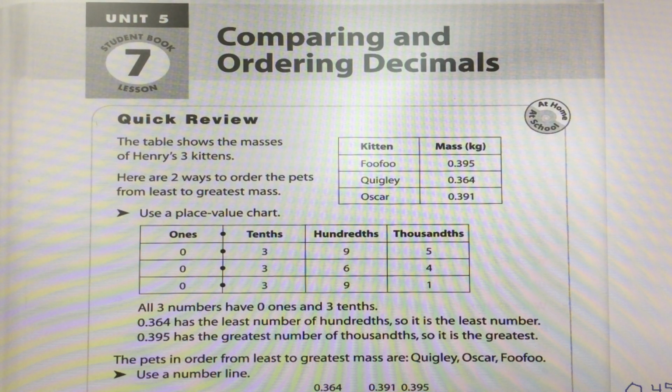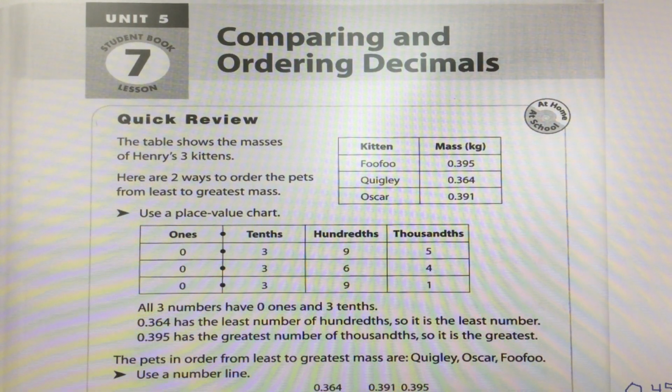Lesson 7 in Unit 5 is about comparing and ordering decimals. This is a pretty simple lesson if you can wrap your head around the tenths, hundredths, thousandths concept and where those numbers would fall in a place value chart.